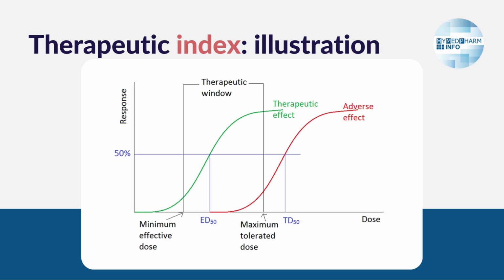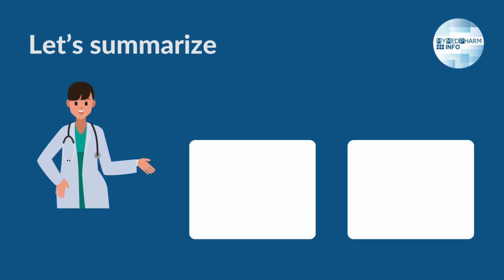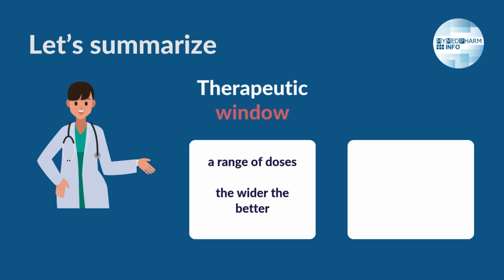Let's go back to our graph. You can see the ED50 dose and the TD50 dose here. ED50 is the dose that produces therapeutic effect in 50% of the patients, and TD50 is the dose that causes toxic effects in 50% of the patients. As you can see, therapeutic window and therapeutic index are completely different characteristics.